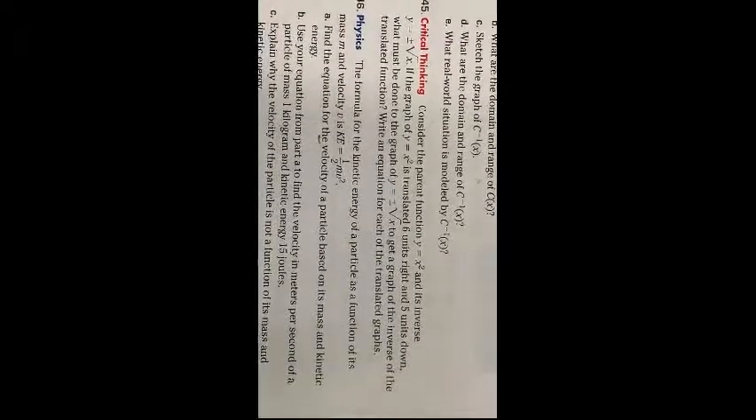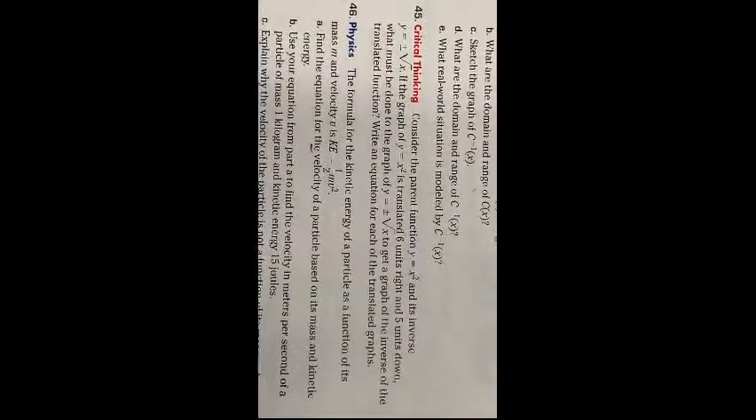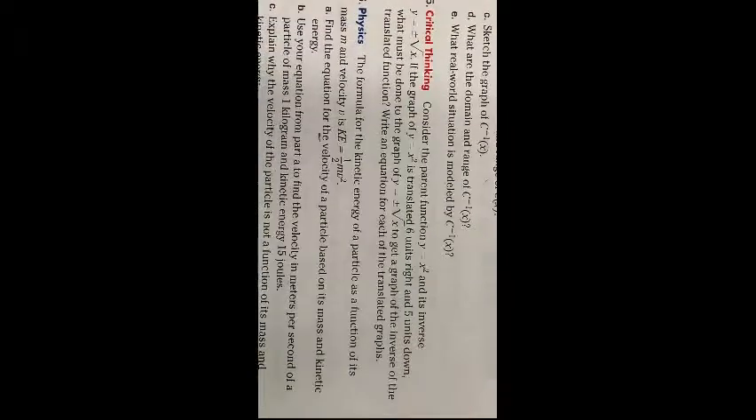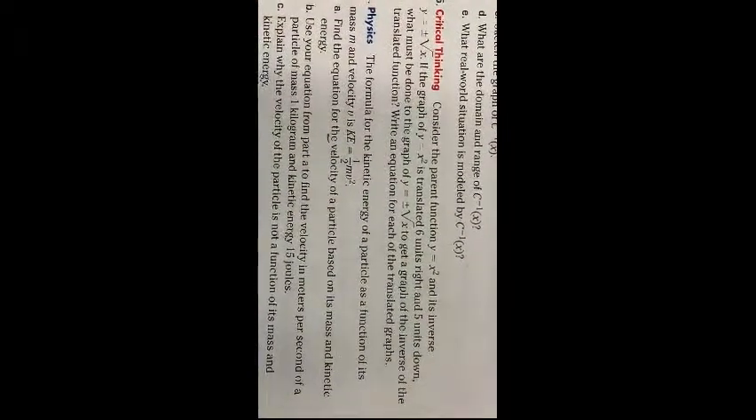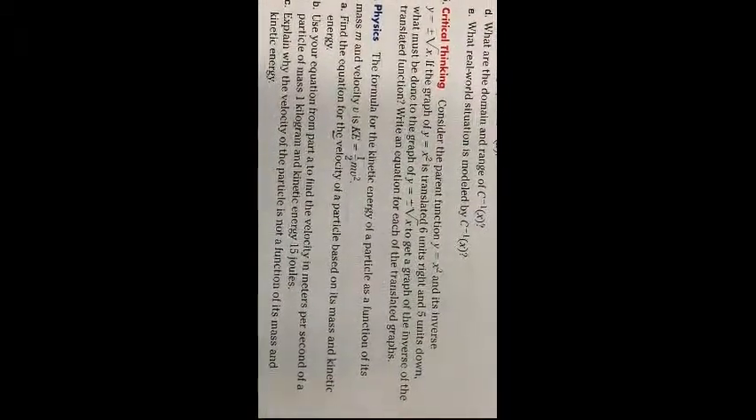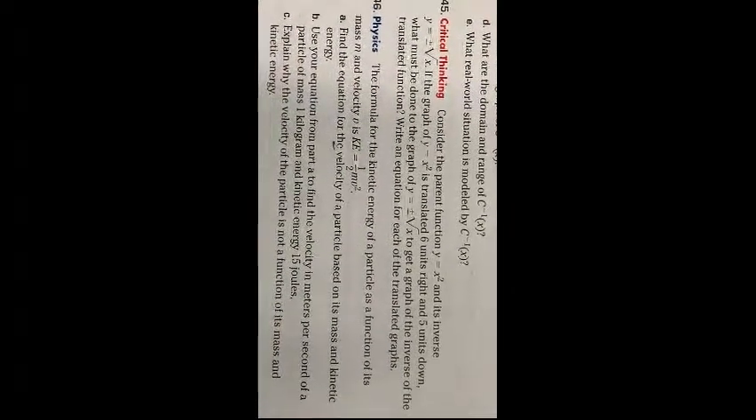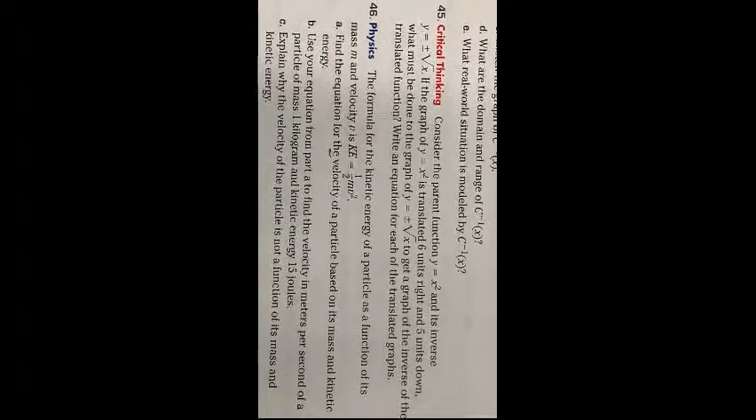Now for a word problem, let's look at number 45. Consider the parent function y equals x squared and its inverse, y equals plus or minus the square root of x. If the graph of x squared is translated 6 units to the right and 5 units down, what must be done to the graph y equals plus or minus square root of x to get a graph of the inverse of the translated function? Write an equation for each of the translated graphs.